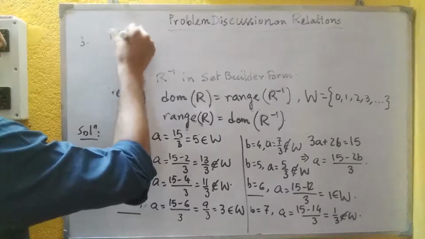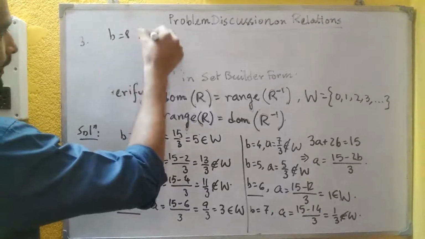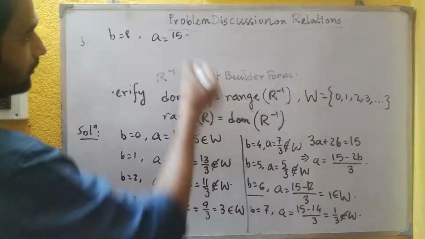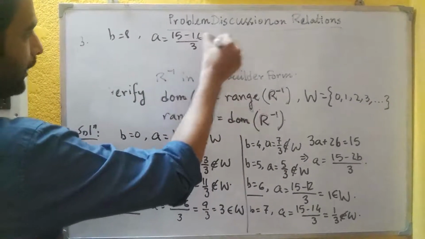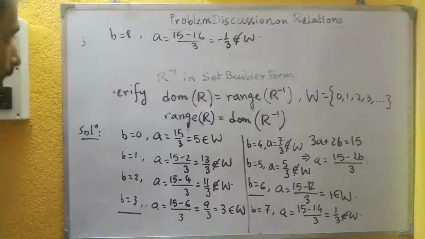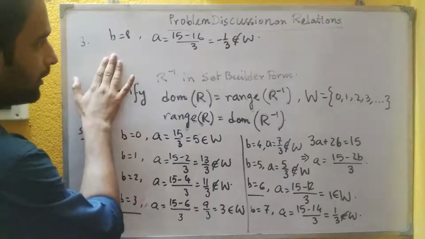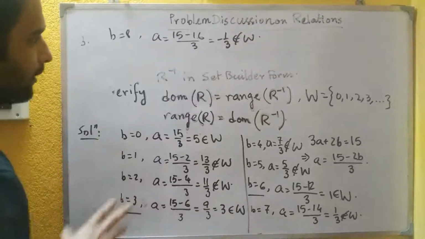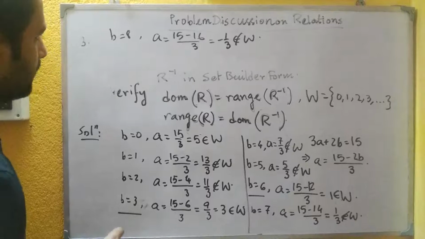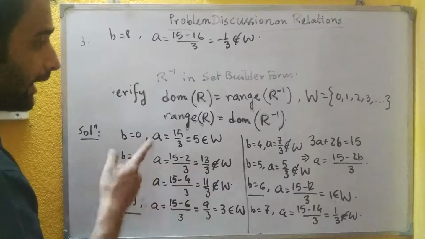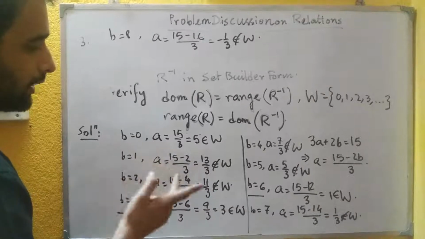So for B equals 8, we get A equals 15 minus 16 by 3, that means minus 1 by 3. It is not in the set. And if you put any higher value of B than 8, you will surely get a negative value of A, which will not be in the set of W. That means for higher values of B, there will not be any element A which should be related with some B.